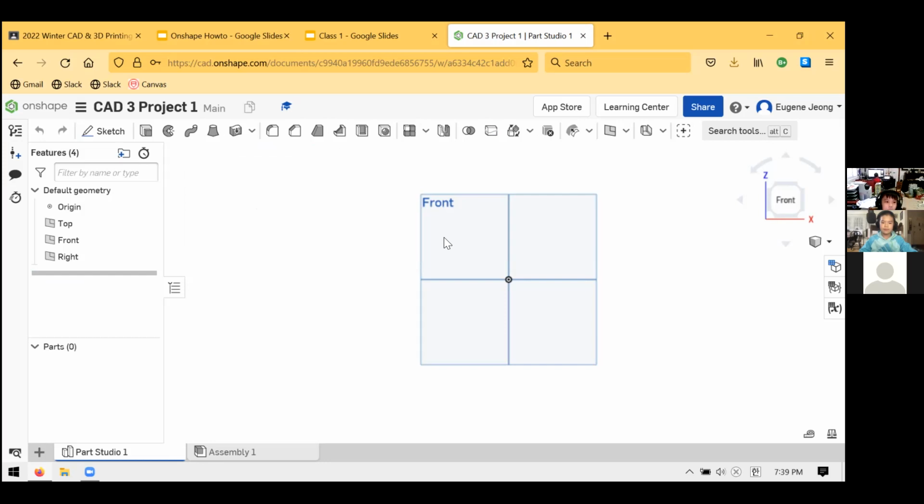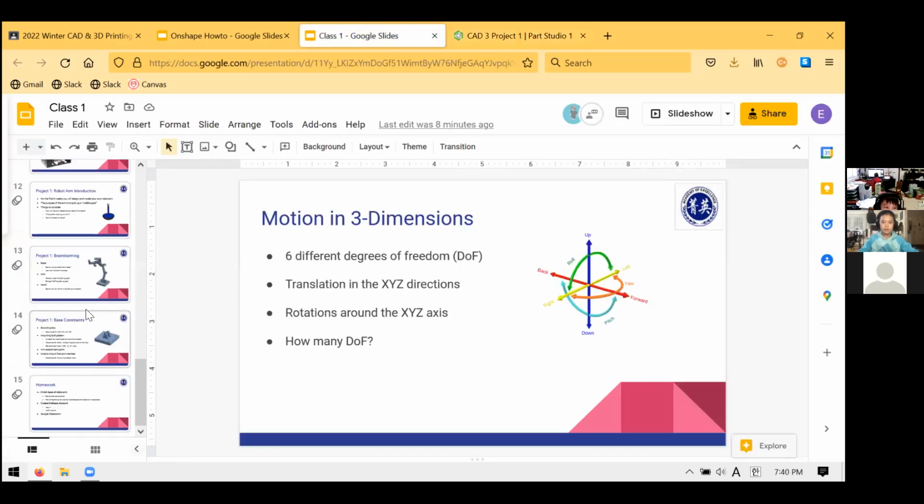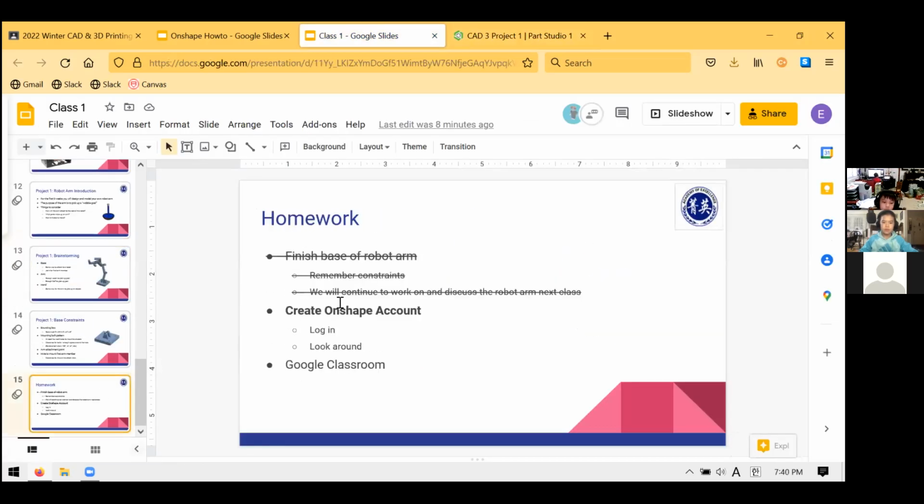And otherwise, just make sure that you have your Onshape account by next week. This is very important because I will assume at the start of the next class that you have Onshape, and I will begin the class with that assumption. So if you do not have Onshape, you will not be able to do the class.